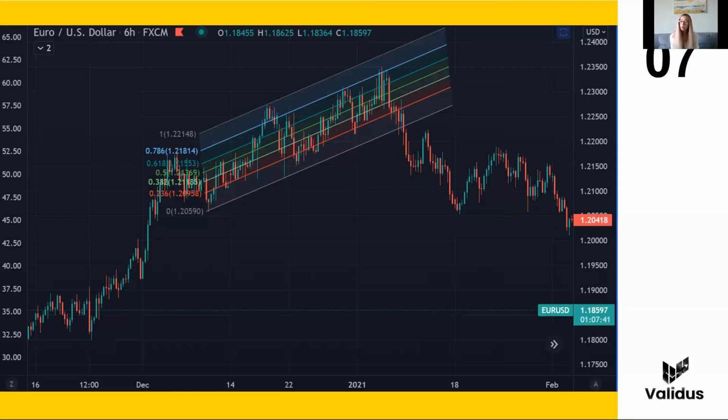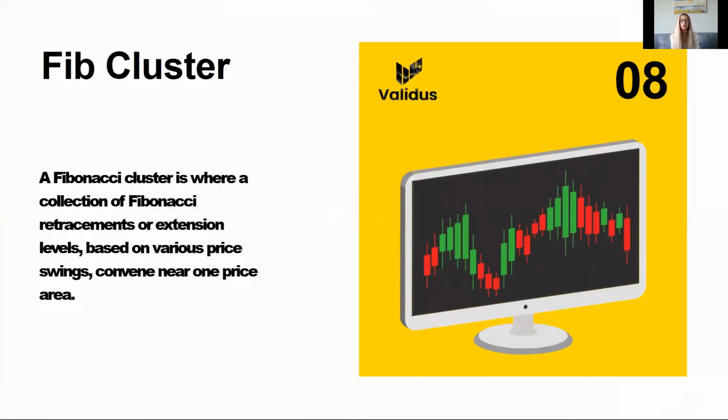Okay, next, Fib clusters. What are Fibonacci clusters? A Fibonacci cluster is where a collection of Fibonacci retracements or extension levels based on various price swings convene near one price area. The theory of a cluster is that if multiple Fibonacci extension or retracement levels are near the same price, that price is likely to be an important support or resistance area. A trader can then potentially take a trade near that level.